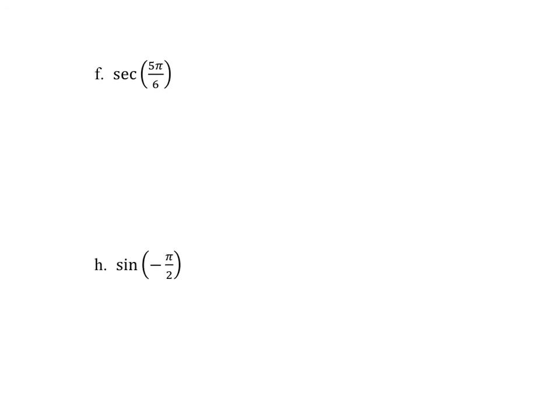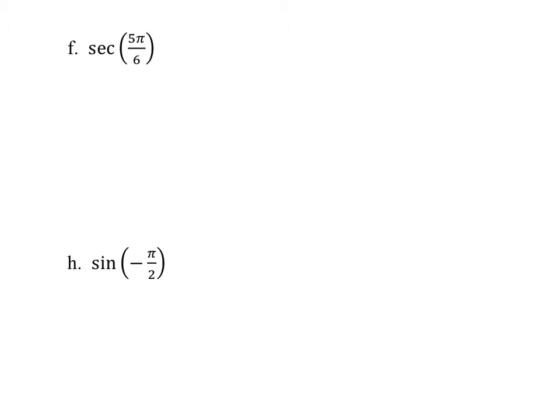Alright guys, the other video I'm going to do tonight is I'm going to solve problem number 8, part f. So f is asking us to solve for secant of 5 pi over 6. In order for us to do that, what we're first going to do is turn that radian measure into degrees. So we will take our 5 pi over 6, and we have to turn it into some degree measure.